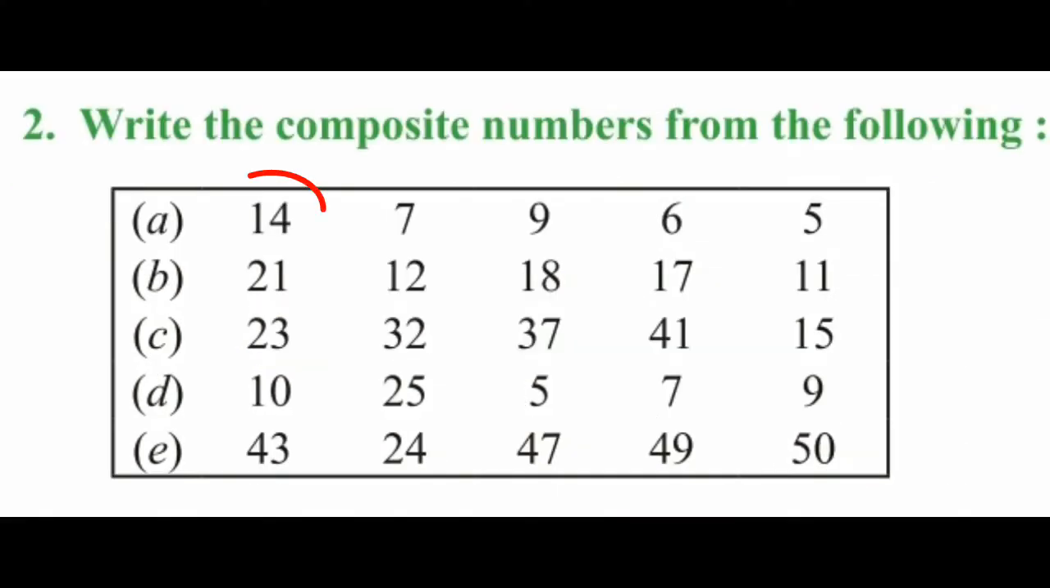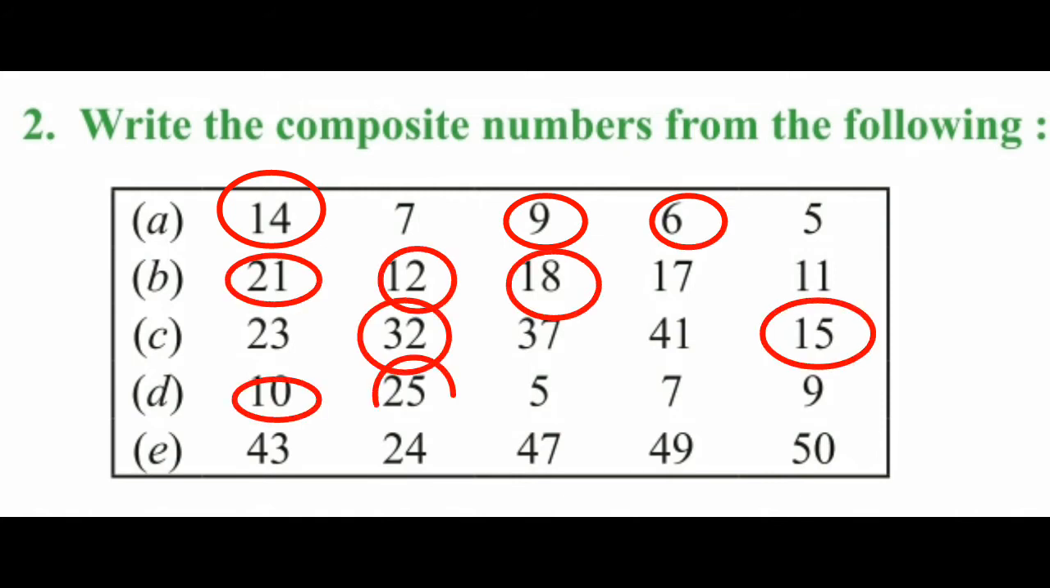Now the second part is: write the composite numbers from the following. Composite numbers are those numbers which are opposite of prime numbers, meaning they have more than two factors including 1 and the number itself. These numbers have other factors also, right? These come in other tables.